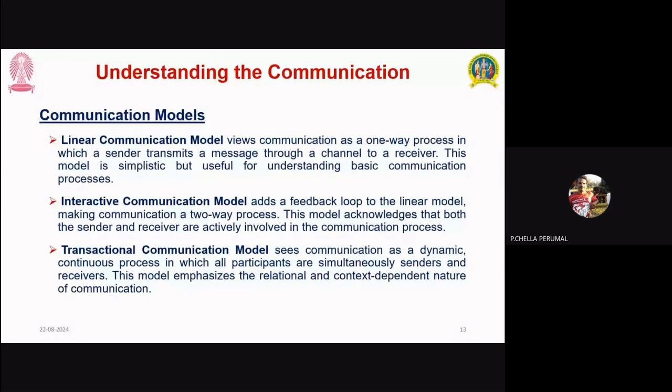The transactional communication model sees communication as a dynamic, continuous process in which all participants are simultaneously senders and receivers. This model emphasizes the relational and context-dependent nature of communication. For example, in a research team meeting, members continuously exchange ideas, clarify points, and build on each other's contributions, with everyone participating actively in the communication process.